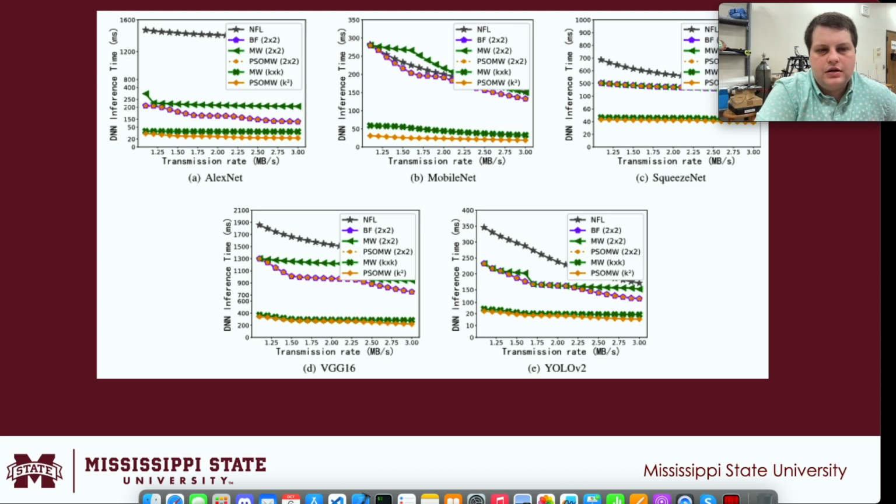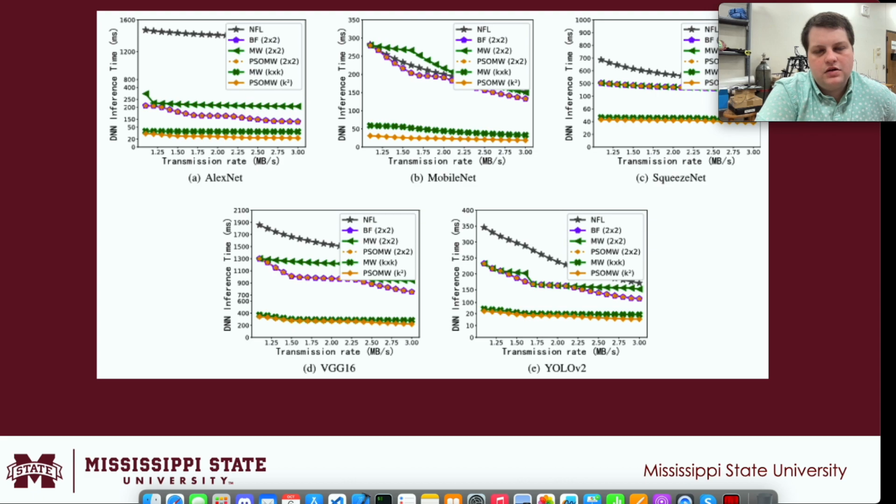Most notably, as seen here, we can see that the DNN inference time for minimum weighting k by k and particle swarm optimization k2, with particle swarm optimization minimum weighting achieving an average reduction of 12.7 times compared to no FL, no fuse layer, right? Especially notable with a 55 times reduction in AlexNet.